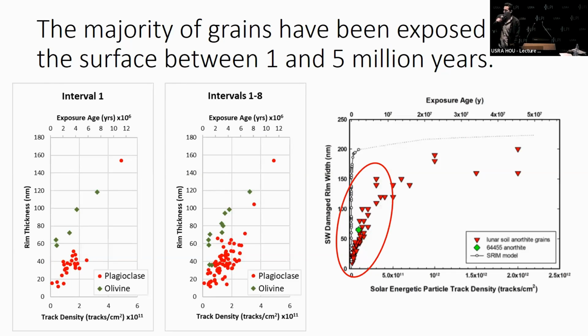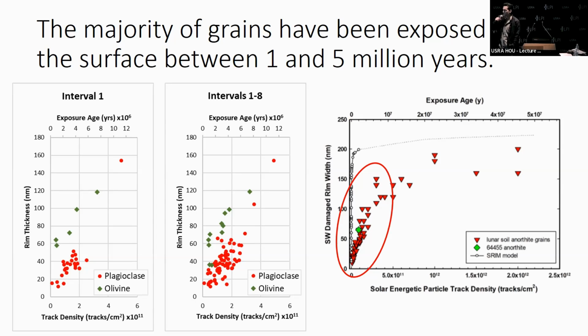So far, we've looked at 30 grains from interval 1 and anywhere from 5 to 15 grains in intervals 2 through 8. The majority of grains have exposure ages ranging from 1 to 5 million years. The oldest exposure age was 11 million years. That was found in interval 1. The second oldest exposure age was about 8 million years, and that was found in interval 6, so 3 centimeters beneath the surface.